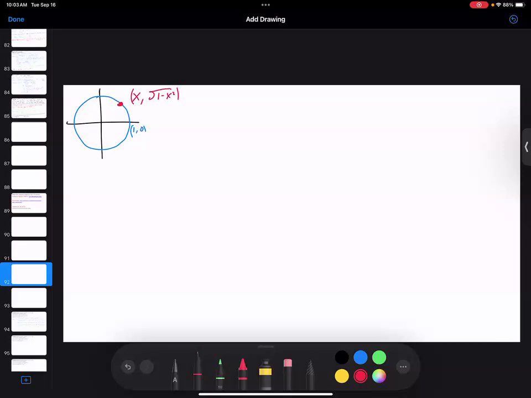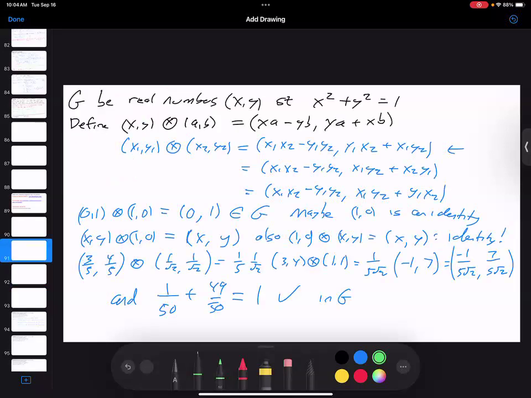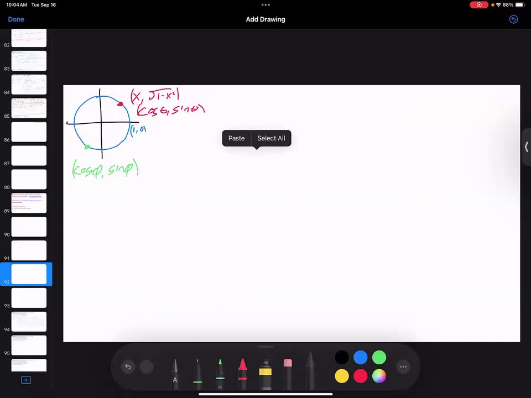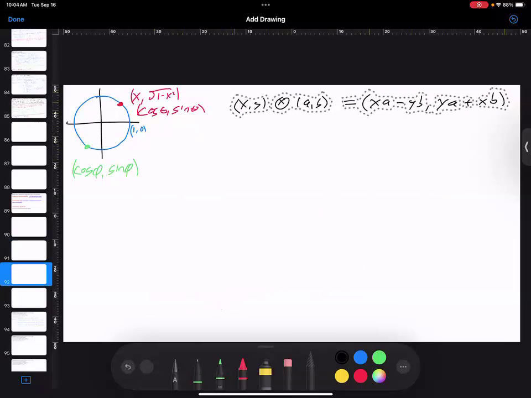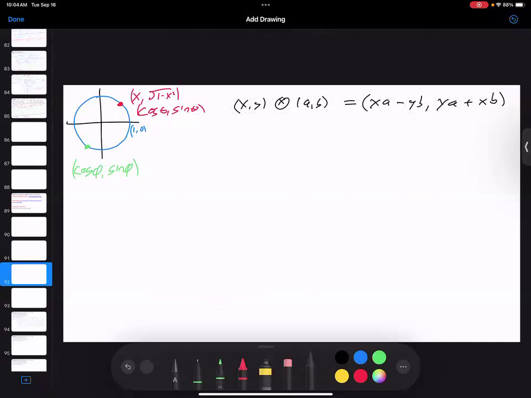There's another way of writing a point on a circle. Cos theta, sin theta. What's the radius here? 1. So I could write this point as cosine theta, sine theta. And if I give you another point, how could I write that point? I could write that point as maybe cosine phi, sine phi. And now I will paste the rule again. So there's my rule.